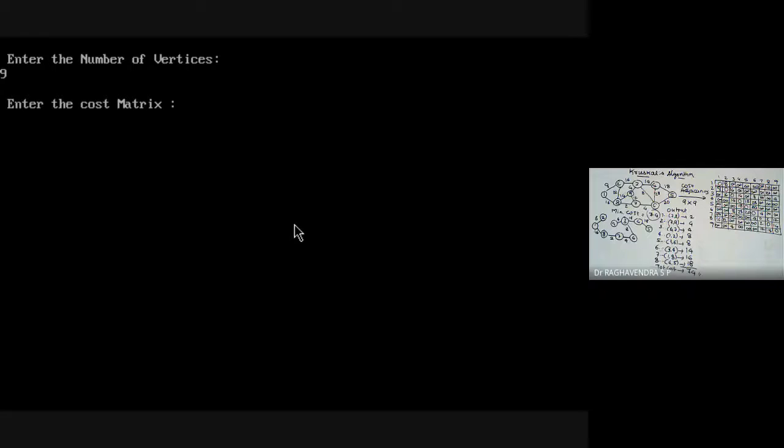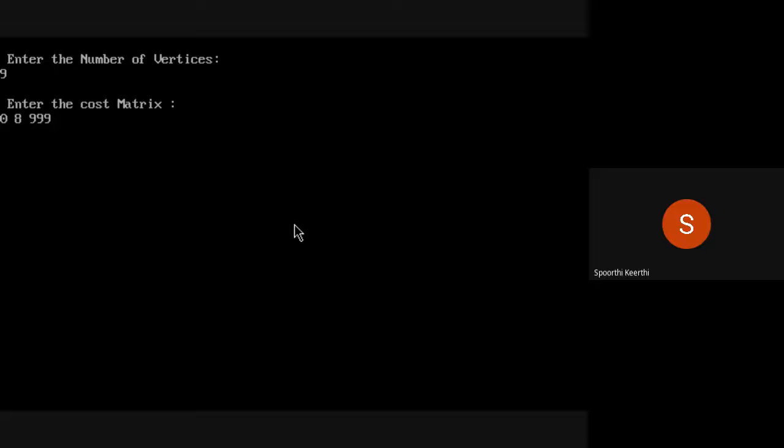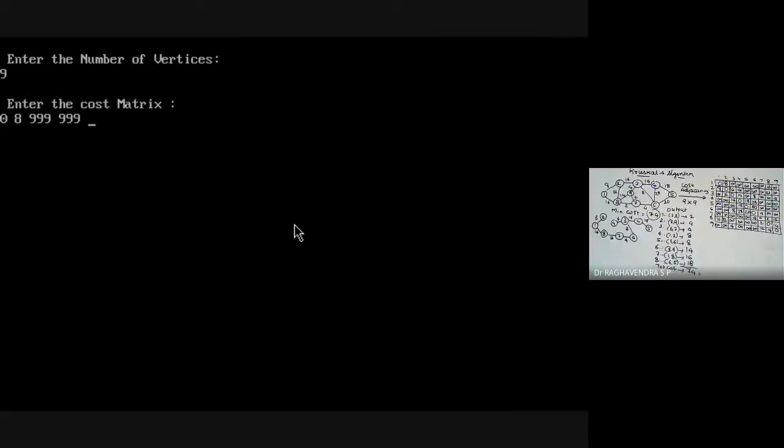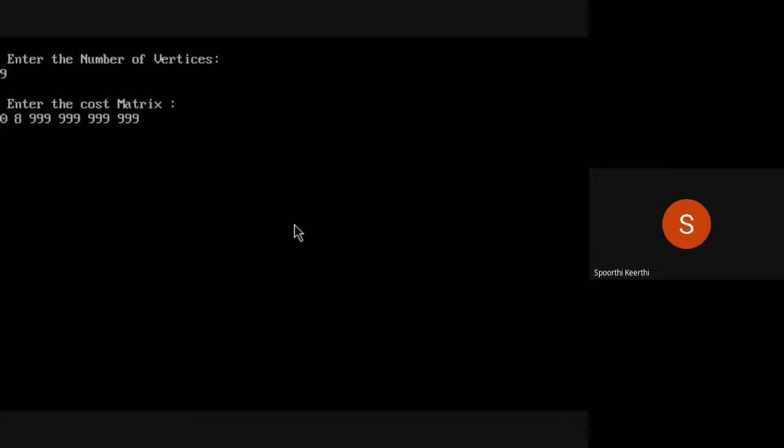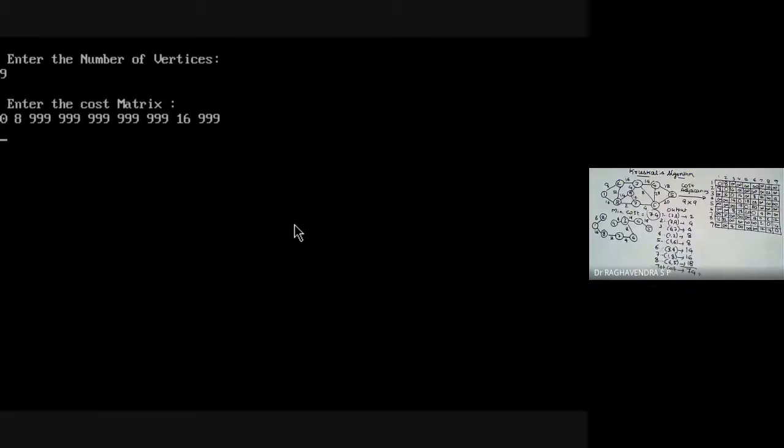ಇದನ್ನ ಕೇಳಿ ನಾನು ಎಂಟ್ರಿ ಮಾಡ್ತೀನಿ. Yep. 0, 8, infinity, infinity, infinity, 16, infinity. So the first row is over.